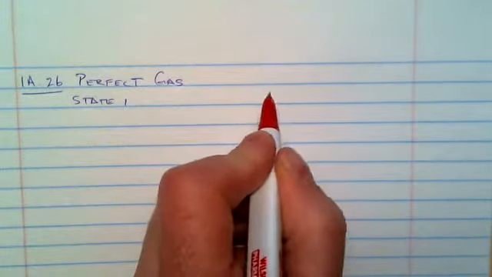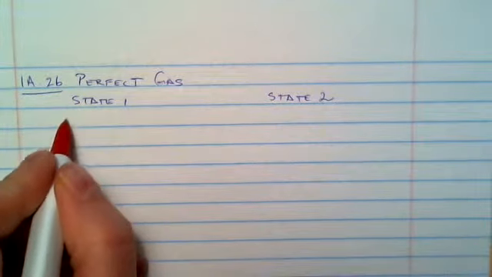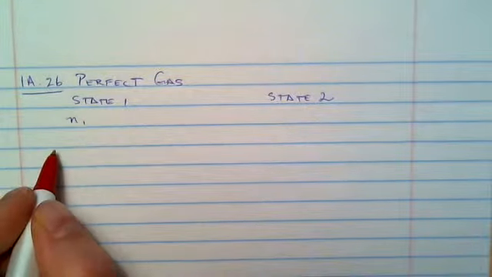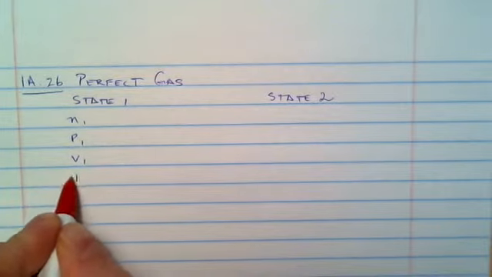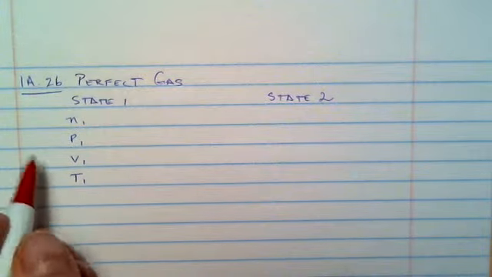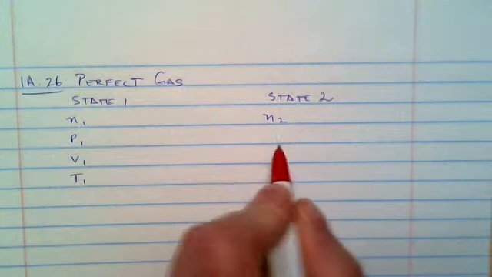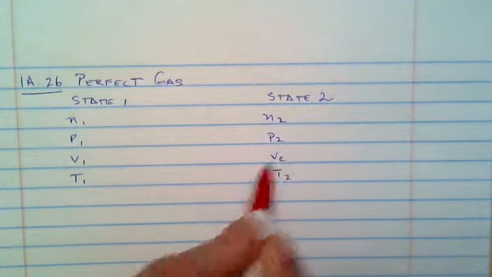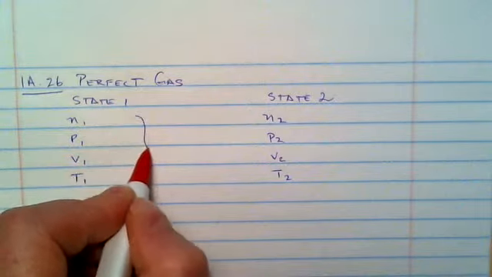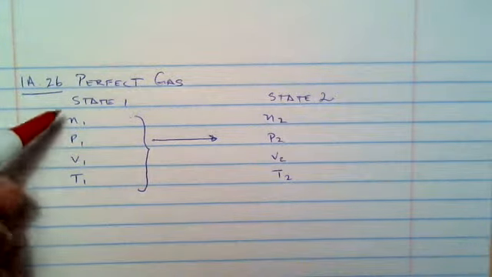And it's undergoing a change of state, so I want to put state 1 and state 2. And then the usual parameters, N1, pressure P1, volume V1, and T1, and N2, P2, V2, T2. Okay, so we want to actually mark the process on here as well. So this is how we list our given.